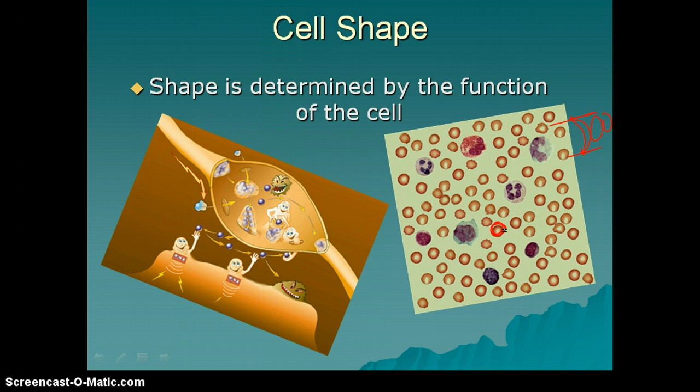Another example would be these little guys right here. These are little white blood cells, and they want to attach to viruses or bacteria. As they do that, you can see that they have these rigid edges, and they will attach to a bacteria or a virus to try and eat it up or kill it, basically. So the shape is very important to its function.